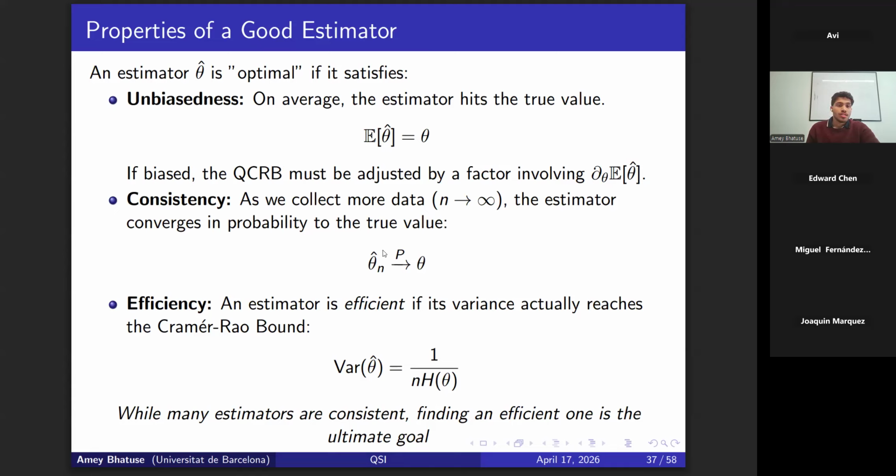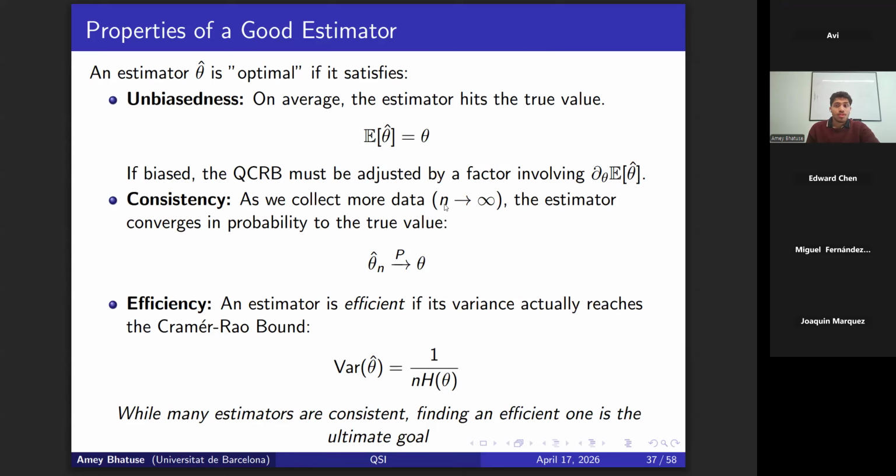Then we have consistency. As we collect more data, as n tends to infinity, where n is the number of samples here, the estimator converges in probability to the true value. And the last condition is efficiency: the estimator is efficient if its variance actually reaches the Cramer-Rao bound, which we will see now. While many estimators are consistent, finding an efficient one is the ultimate goal.